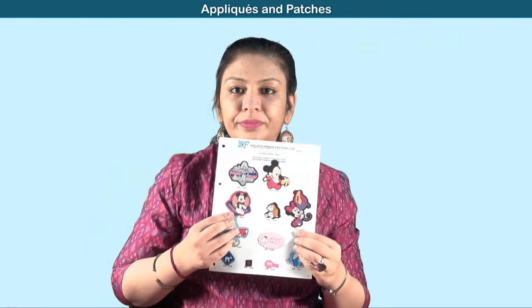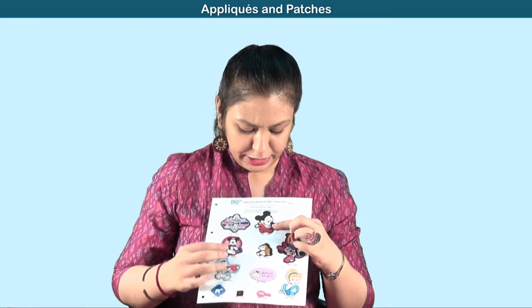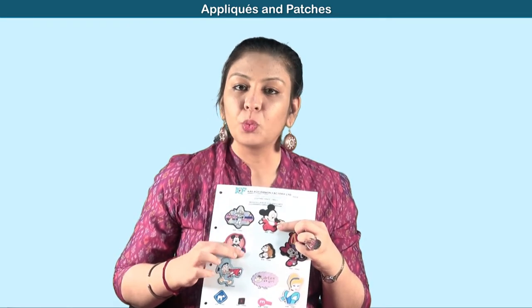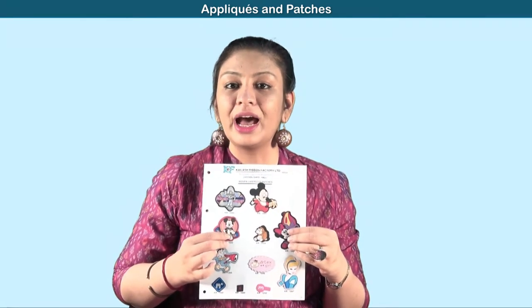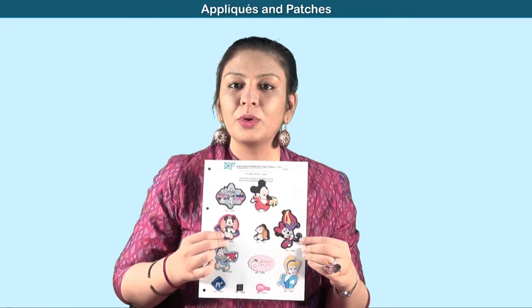Talking about kids' wear, iron-on patches such as this are woven laser-cut patches. Once backed with a fusible adhesive at the back, they can be ironed on to the surface. They can also be sewn with a sewing machine.